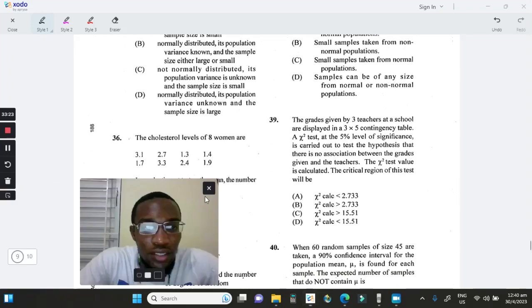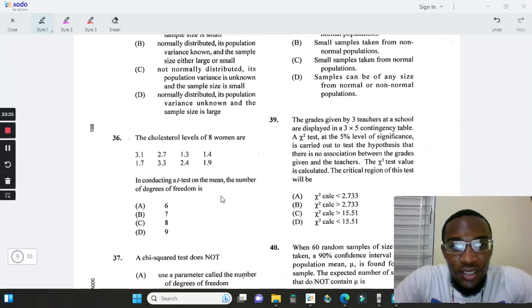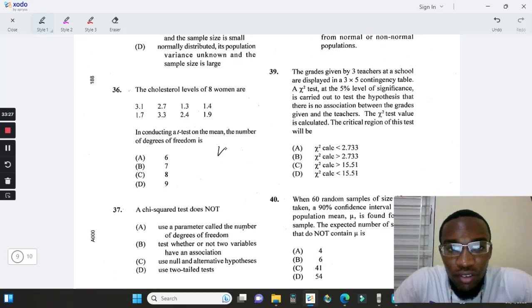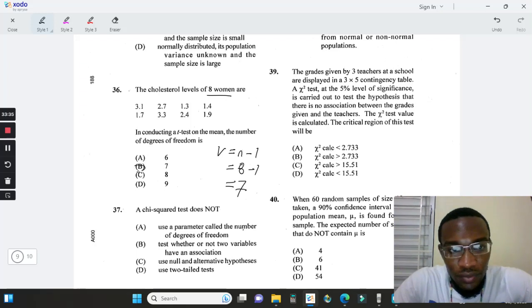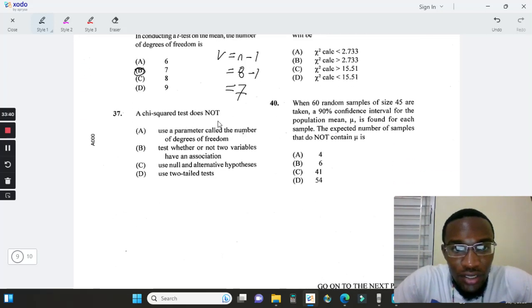Number 36, in a t-test, the degrees of freedom is equal to n minus 1. This is 8 we made. So 8 minus 1 is equal to 7. Done. A chi-square test does not use two tests, that's wrong.